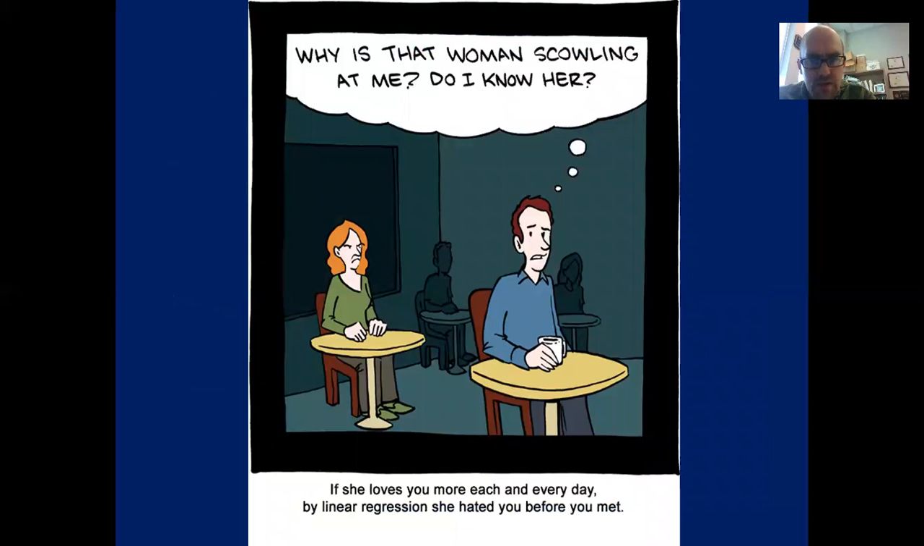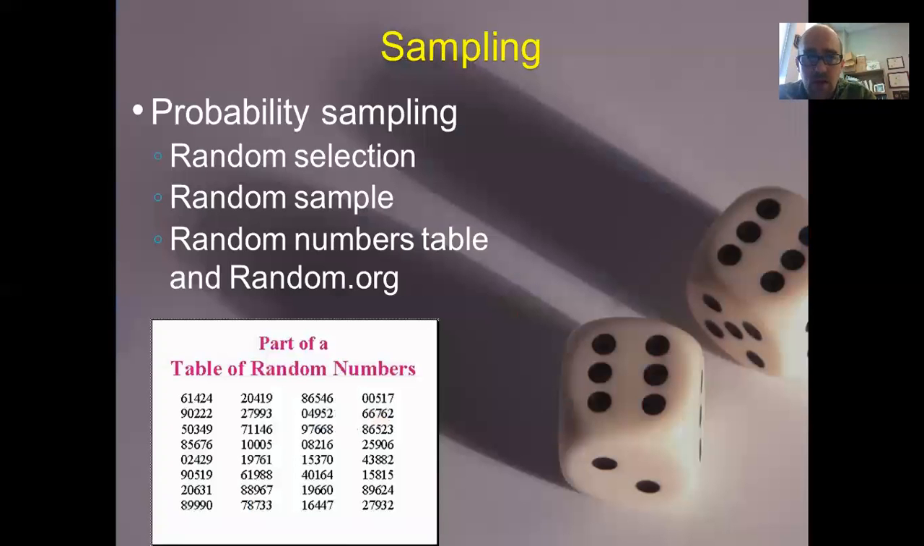Okay, so this little cartoon goes back to the correlation, the regressions that we're talking about. This person, if they love you more each and every day, then by linear regression, at some point, they hated you before you met. So that's just kind of a little joke. If you don't get it, just let me know. I'll explain it to you.